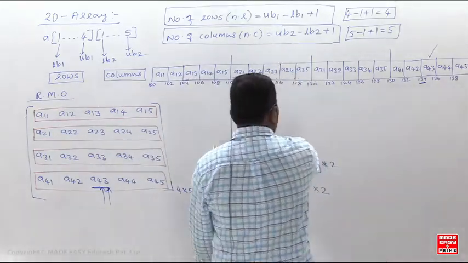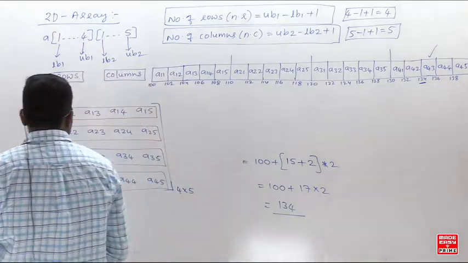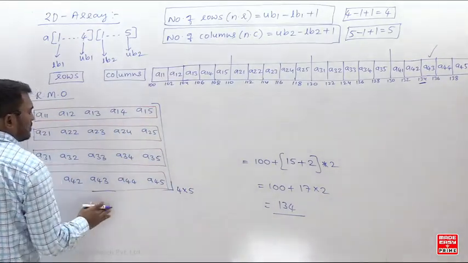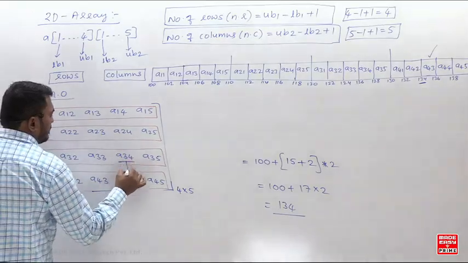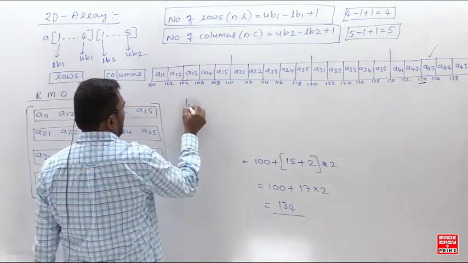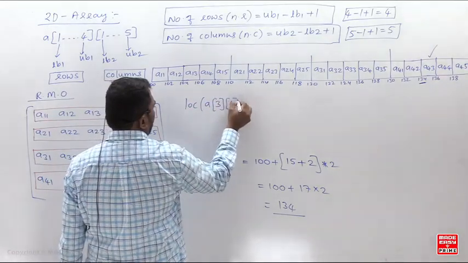Okay, now let's find out. Let's do the next one. Let's find out the location of the next element. Afterwards you take up the questions. I want to find out A of 3,4, the third row, fourth column. Look here, the location of A of 3,4.